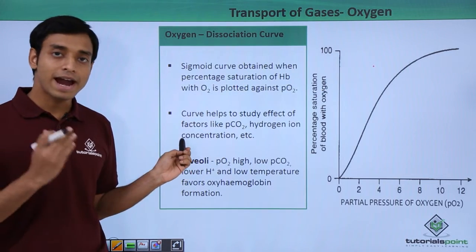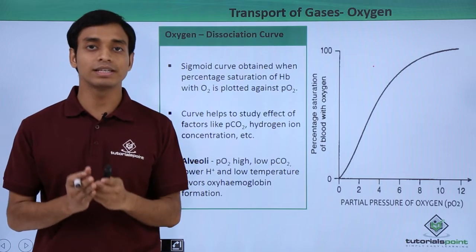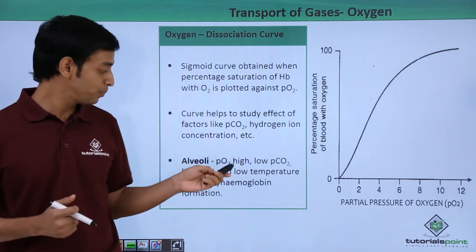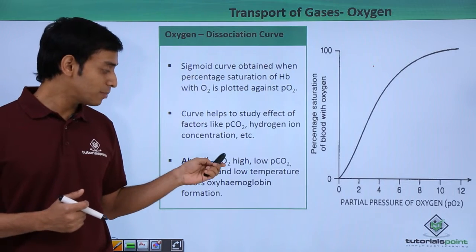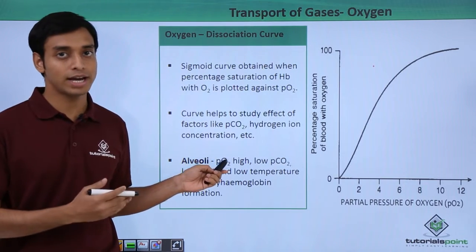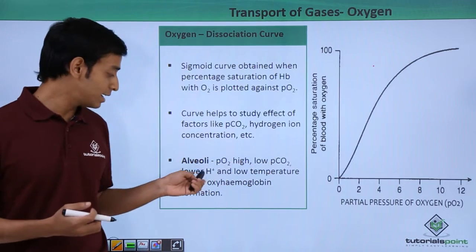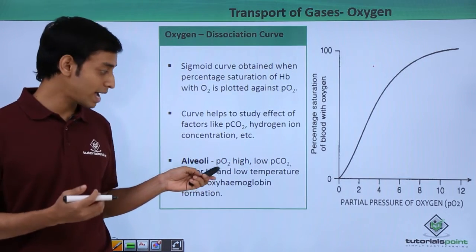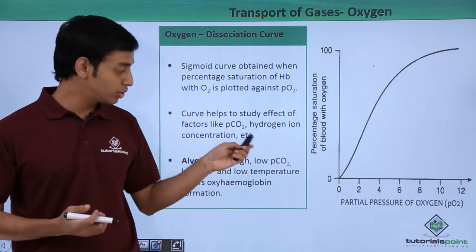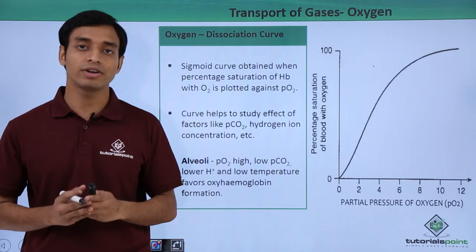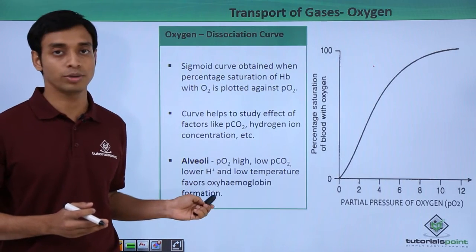Now let's study the different factors at the alveoli which help the formation of oxyhemoglobin. The partial pressure of oxygen is quite high at the alveoli. The partial pressure of carbon dioxide is low, the hydrogen ion concentration is lower, and the temperature is low. So these are the 4 different conditions at the alveoli which favor the formation of oxyhemoglobin.